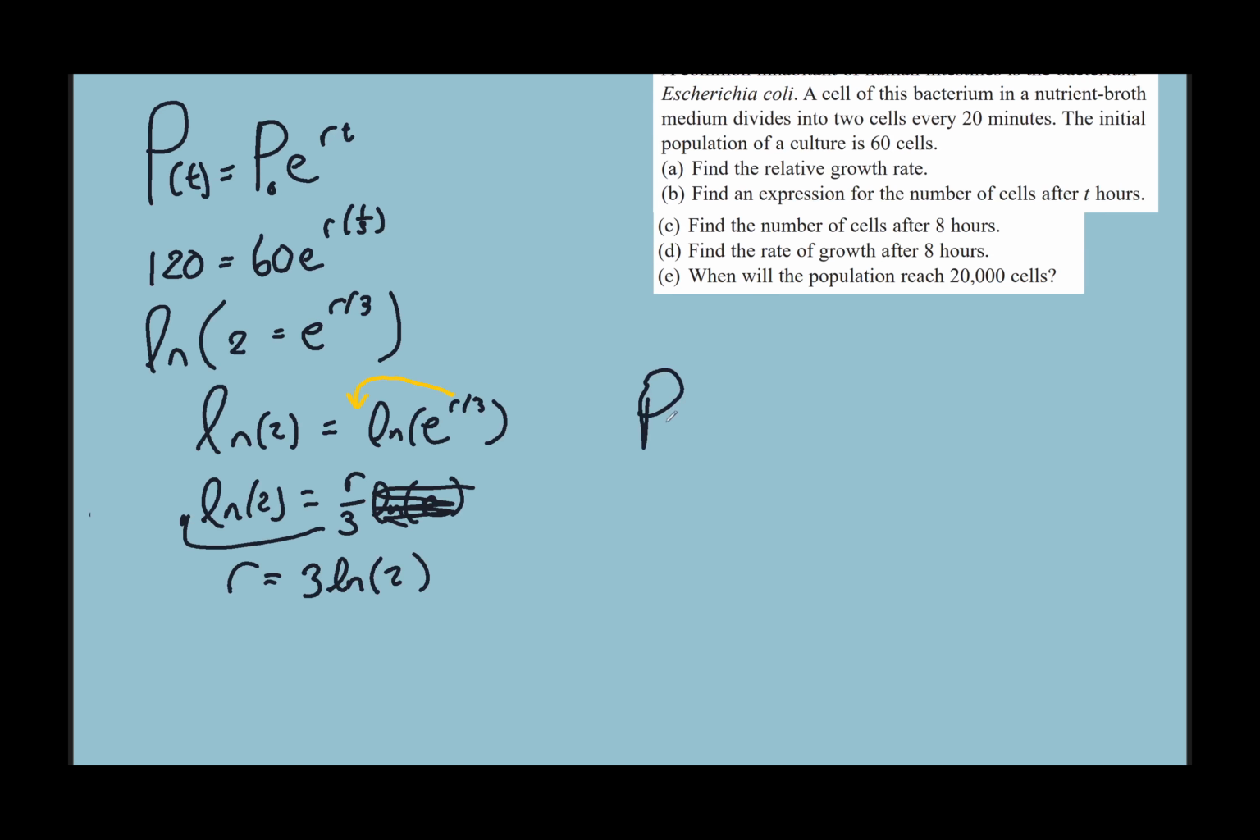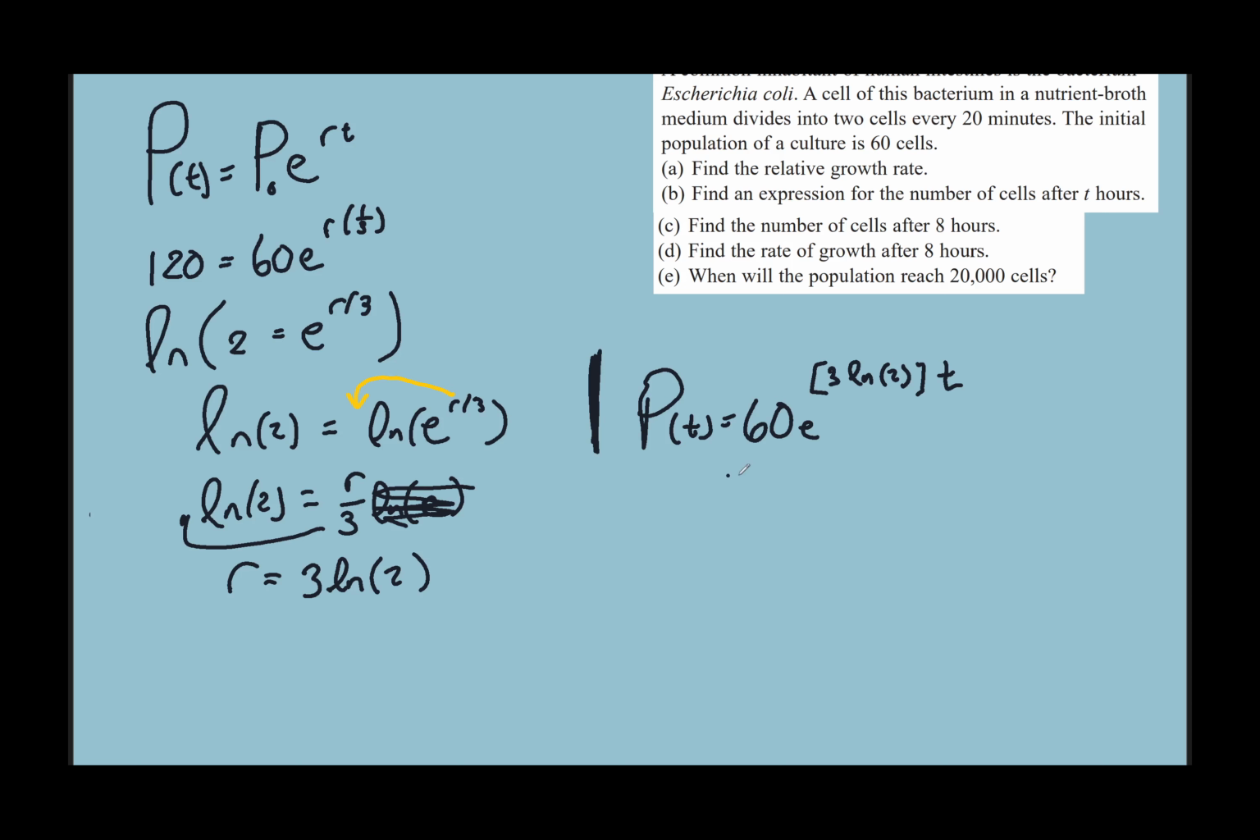So we say P of t is equal to 60, the starting population, times e to the R, and R we now know is 3 ln of 2, times t hours. That's it for part B. This is our magic formula now. And they say find the number of cells after 8 hours for part C. Well, you just put in 8 for that.